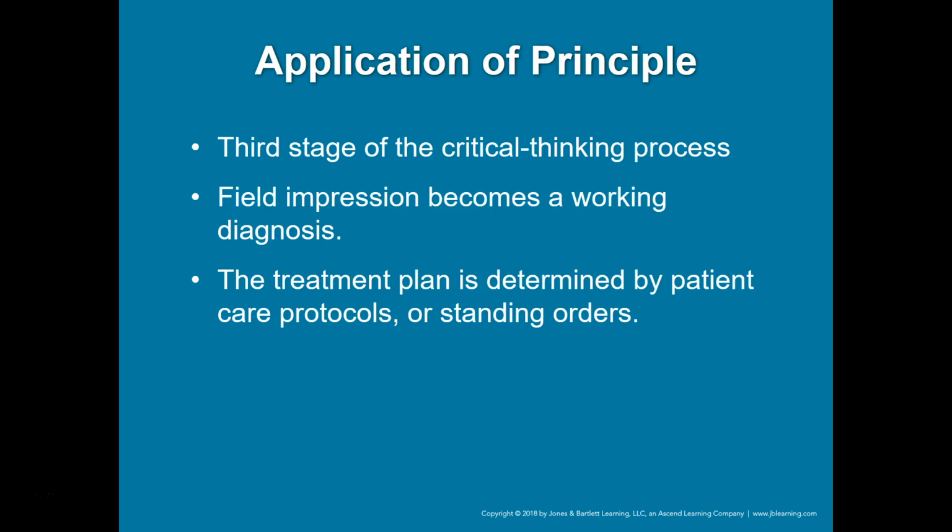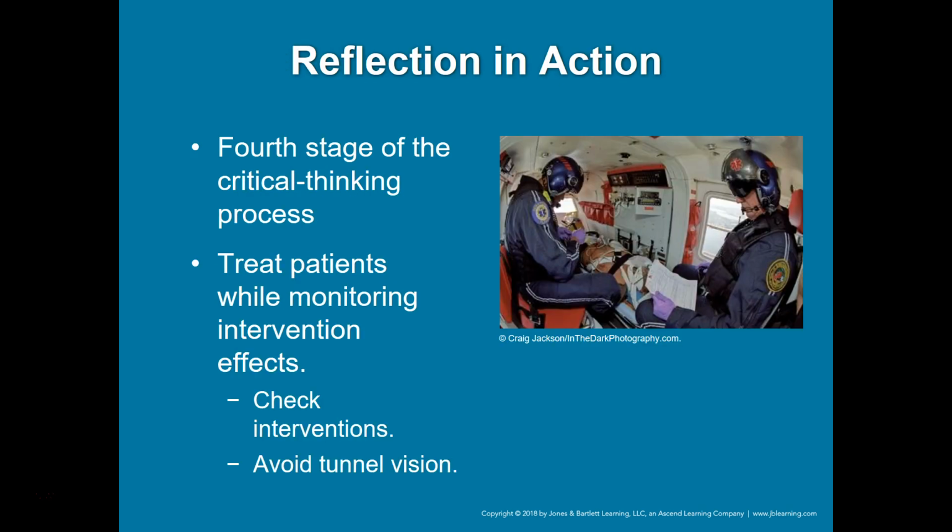So moving on to our last piece, there are two really, but the fourth, reflection and action, is the fourth stage of the critical thinking process. It's actively treating the patient while monitoring the effects of the intervention. So, when you give morphine or fentanyl to a chest pain patient, you're monitoring to see how effective it was. Did it decrease their pain?